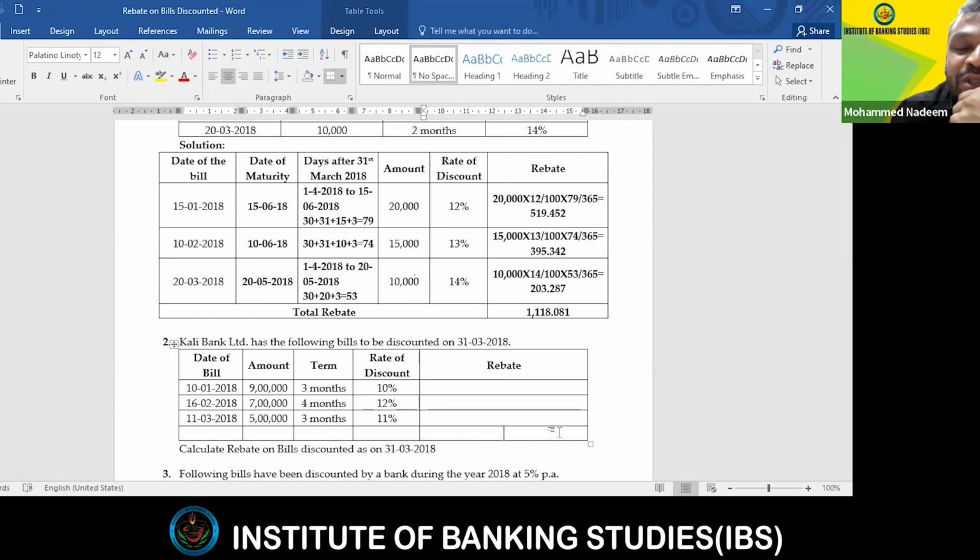So can you solve this second question? Kali Bank Limited has the following bills to be discounted on 31st March 18. Can you solve? Yes, sir. This is only the question, okay? Let me know the answer. How much is coming? Give me the exact overall answer. Actually, it will be easy for me.